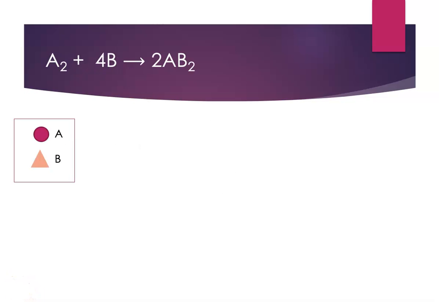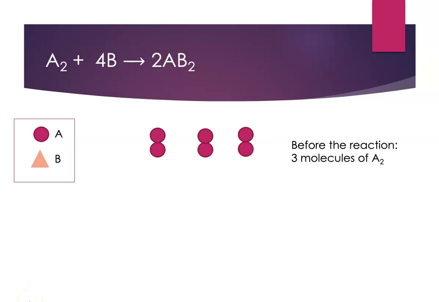Particle level models are actually a really good way to introduce this idea. Let's say we have a reaction between A2 molecules and B atoms to make AB2 molecules. And here's the balanced equation. Let's say that before the reaction, we start with 3 molecules of A2 in our reaction vessel. And we have 8 atoms of B present as well. And then we're going to let them react.